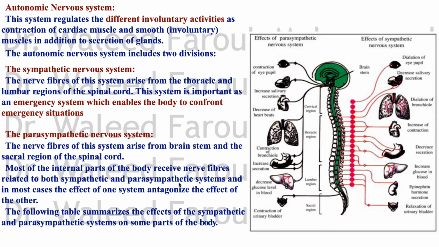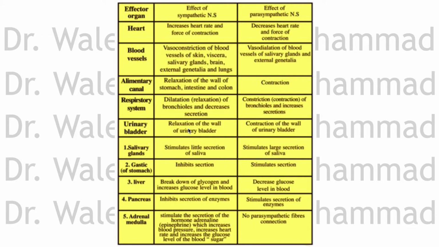الفانكشنز بتاعت السمباثيك والباراسمباثيك هي في الجدول اللي في الكتاب ده في الآخر. هنا مثلا sympathetic، هنا parasympathetic. شايفين السمباثيك بيعمل إيه في الهارت مثلا؟ increases heart rate, force of contraction، في حين الباراسمباثيك decrease heart rate and force of contraction. هنا على البلاد فيسلز vasoconstriction يعني بيخليها تنقبض، وهنا vasodilation يعني بيخليها تتسع.